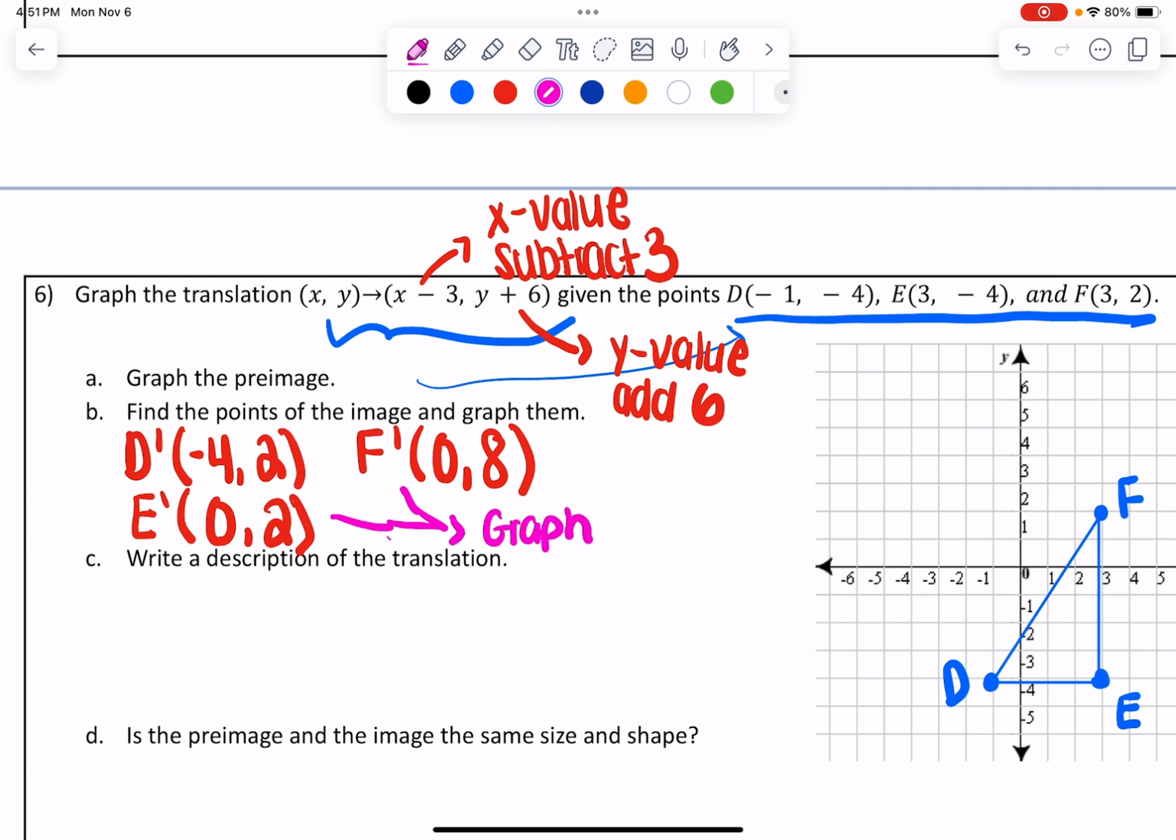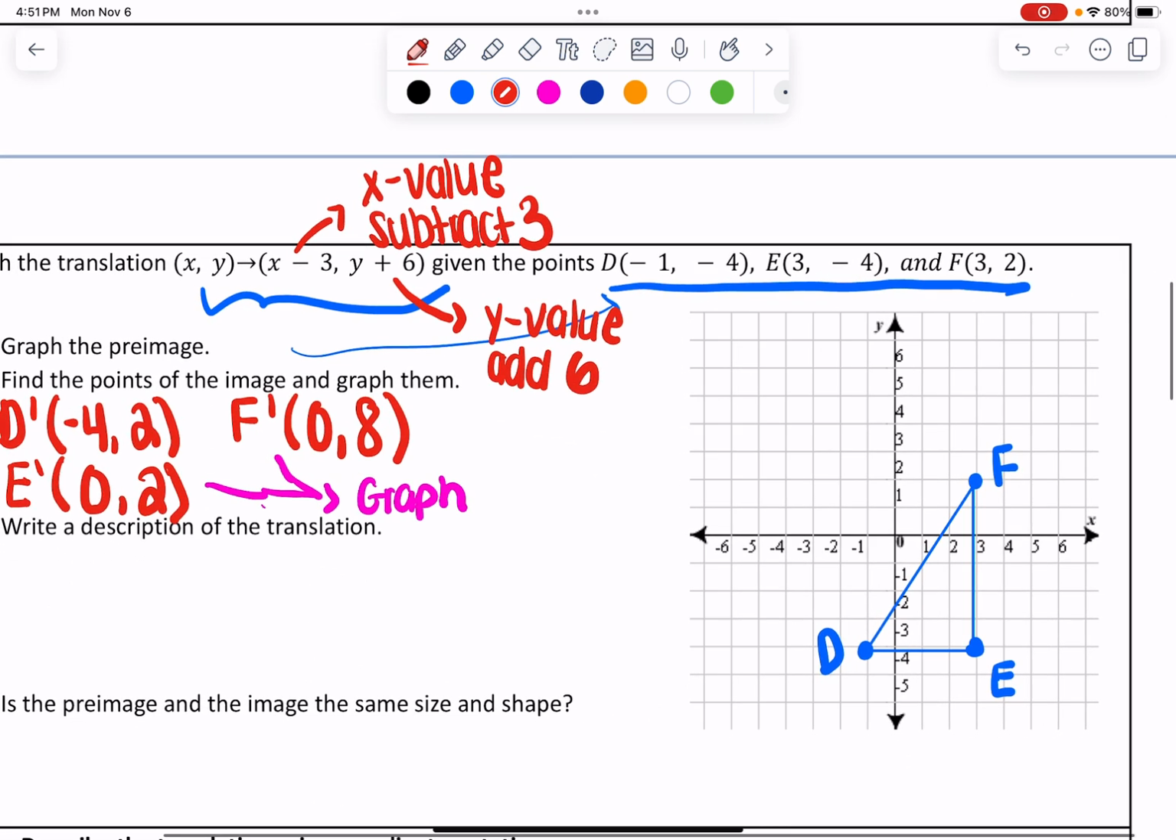Alright, so graphing those points, I would have -4, 2, D prime. E was 0, 2. And then F is 0, 8. It's going to be all the way at the top. And then connect the dots. And that's it.